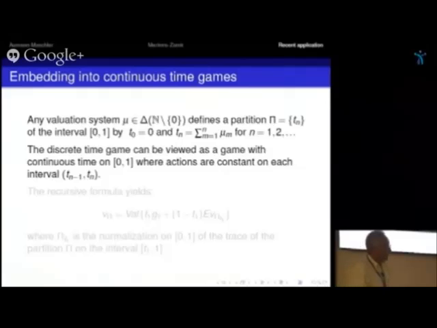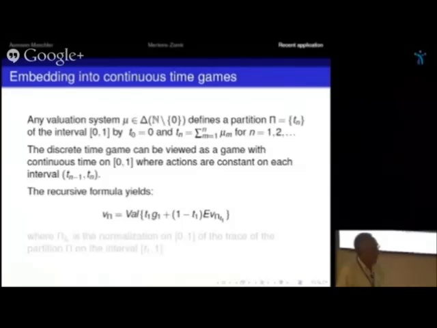Now you can write here recursive formulas, but the recursive formulas are with respect to what? With respect to this partition. The recursive formula gives you the following: the value sub p, this is the value of this game.